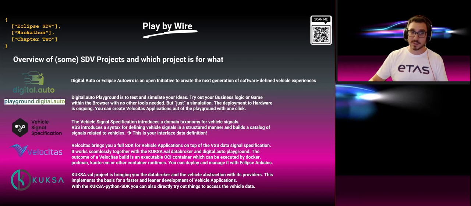Fourth point is Velocitas. Velocitas brings you a full SDK for vehicle applications. On top of the VSS data specification and the Kuksa data broker, you get a seamlessly integrated, fully executable OCI container that can run nearly everywhere. You just have to execute the right build.